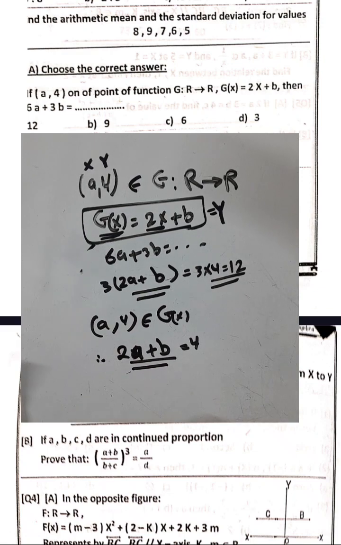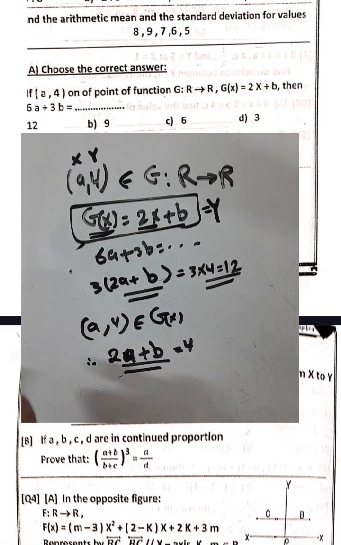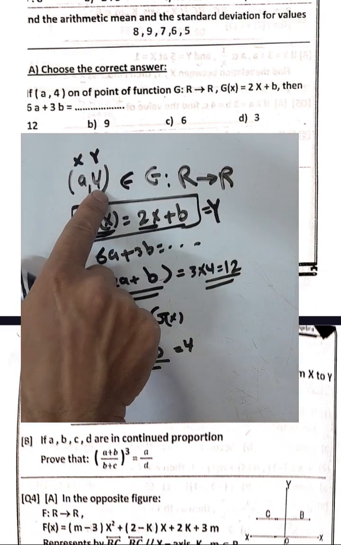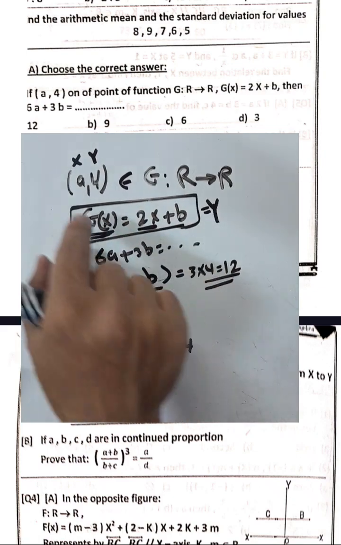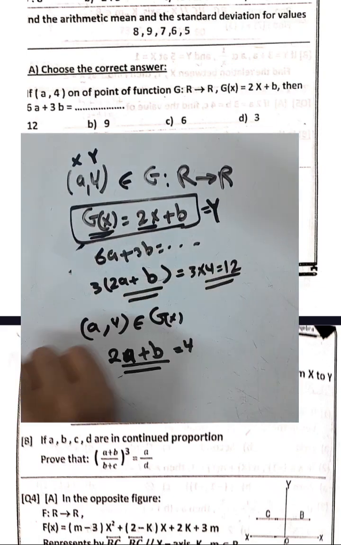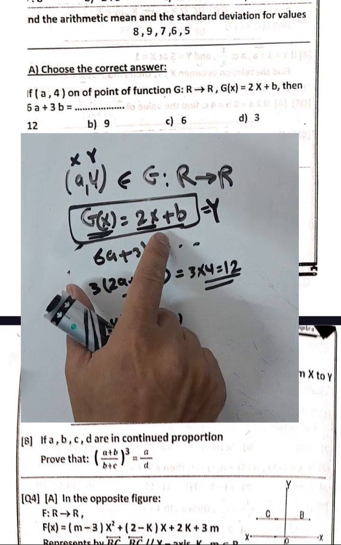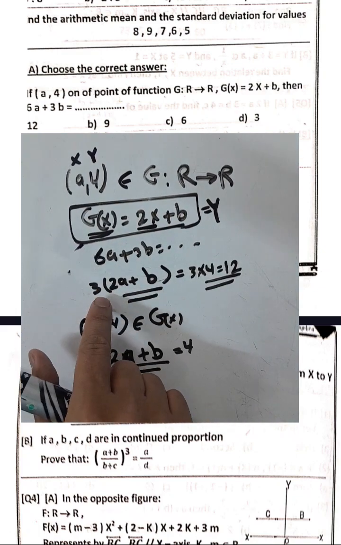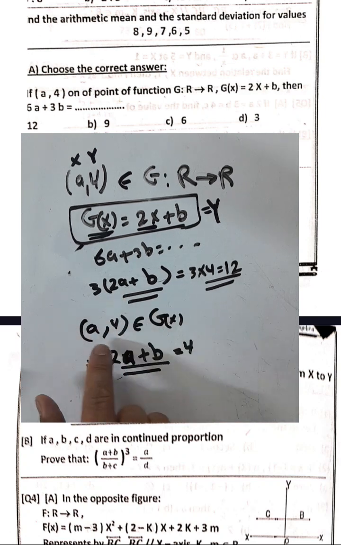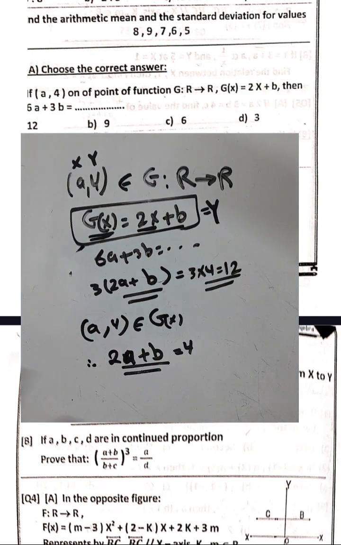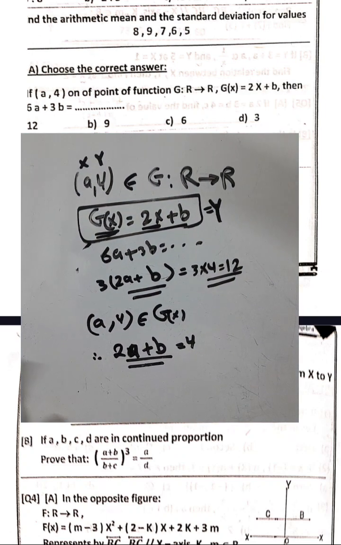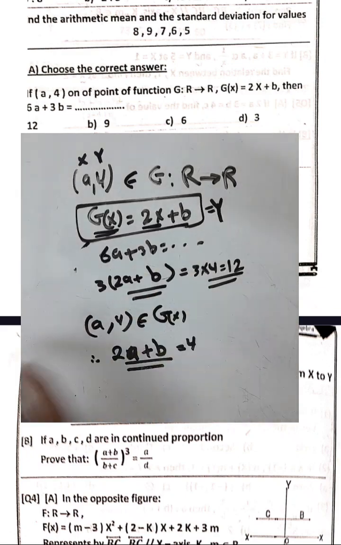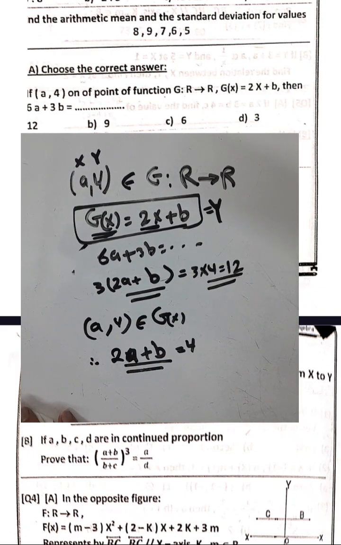Okay, understood? In this example, we have the point (a, 4) belonging to this function. This point satisfies this equation. Then you must put x equal a here, and the image will be 4. Then 2a plus b equal 4, and then put the result. Understood or not? Okay, again.